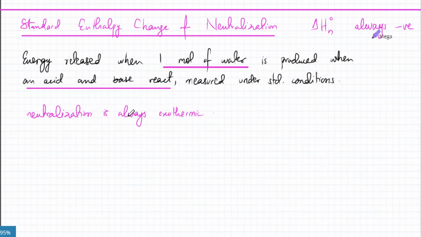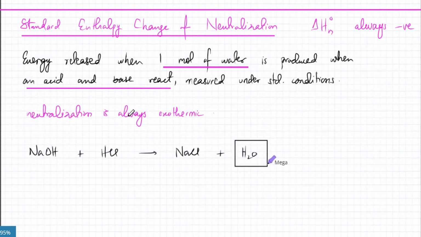So what happens when any acid and base react? We can make an equation. I've got NaOH reacting with HCl and it's producing NaCl plus H2O. So as long as you're getting 1 mole of water, the enthalpy change of this particular reaction would always be known as the enthalpy change of neutralization.